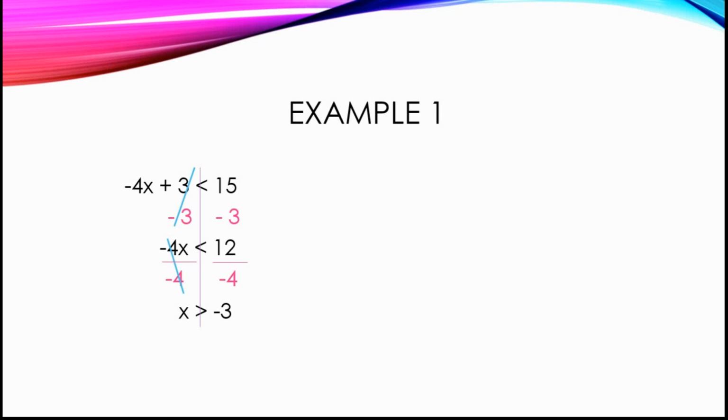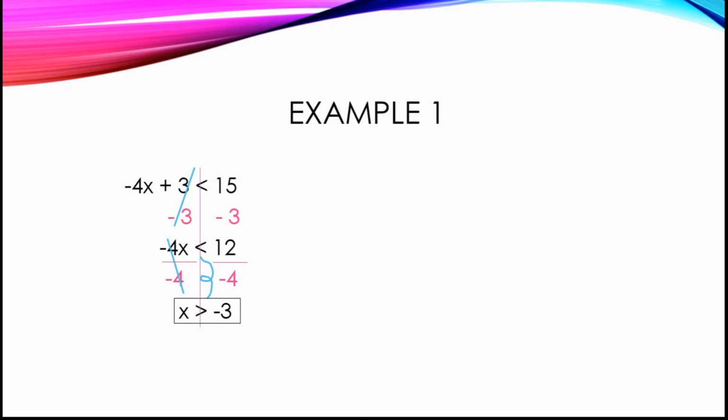Now you will notice we divided by a -4. So since we divided by a negative number, we have to flip that sign. So instead of being less than, it becomes greater than. So our solution to this inequality is x is greater than -3.